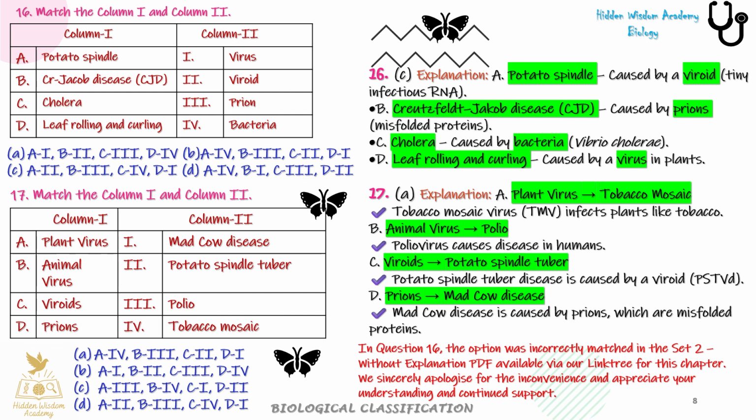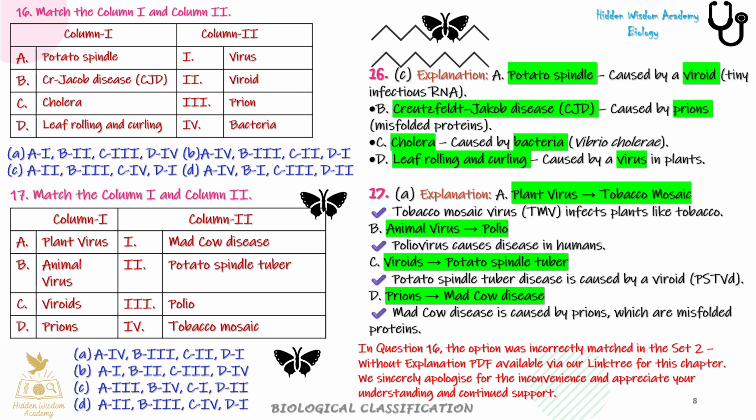Question 16. Match the column 1 and column 2. Column 1. A. Potato spindle. B. Creutzfeldt-Jakob disease, CJD. C. Cholera. D. Leaf rolling and leaf curling. Column 2. 1. Virus. 2. Viroid. 3. Prion. 4. Bacteria.